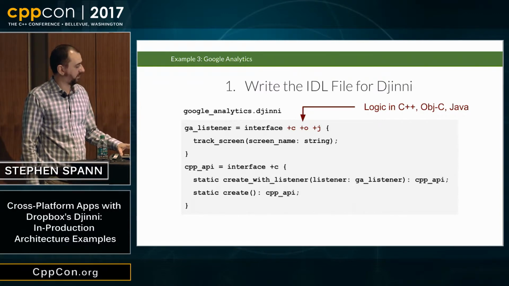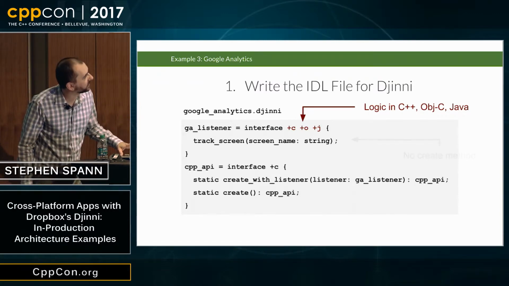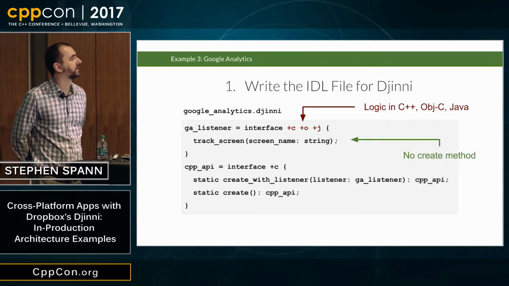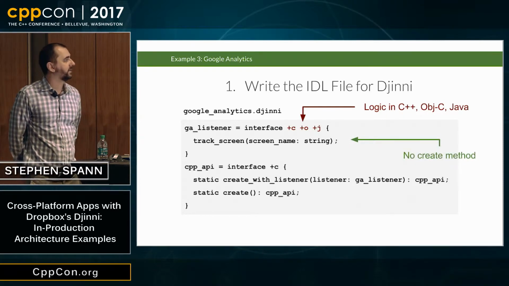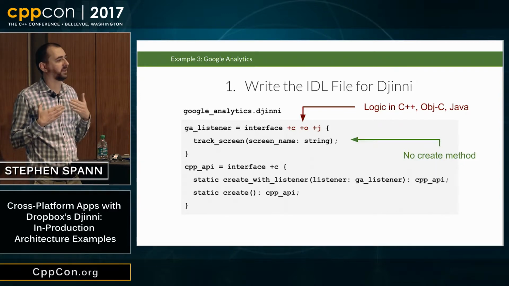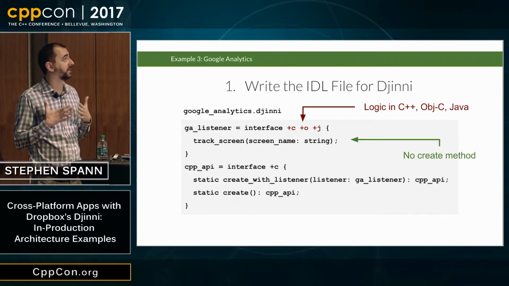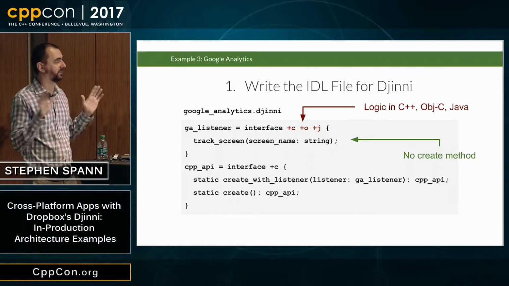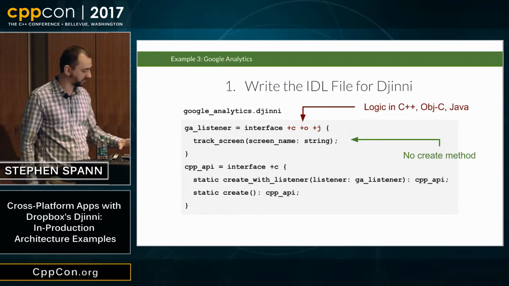And then our interface now has, so the listener, we don't actually need that create method weirdness, because what's going to happen is we're going to instantiate the C++ object in C++. So we can just do it the normal way we would always do it.